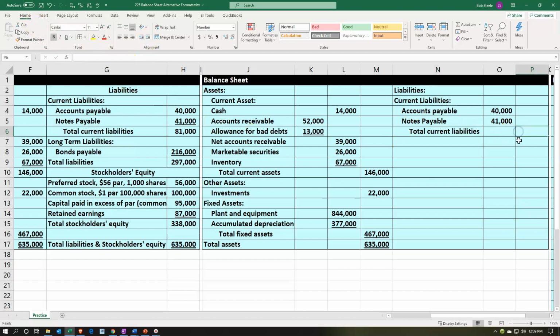Pull that out to the outer category, which is going to be equal to the sum of the 40,000 and the 41,000. Let's underline the 41,000. Home tab, font, drop down, underline. Then we'll pick up the long-term liabilities, where we only have the bonds payable. Let's indent that. Home tab, alignment, indent. We'll bring this into the outer column because there's only one of them.